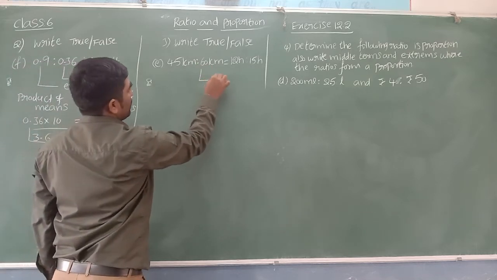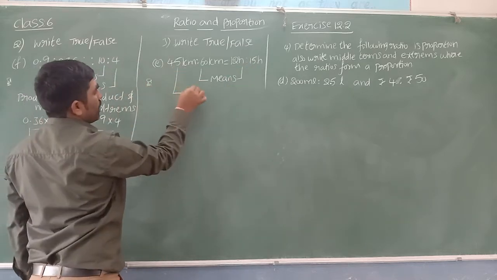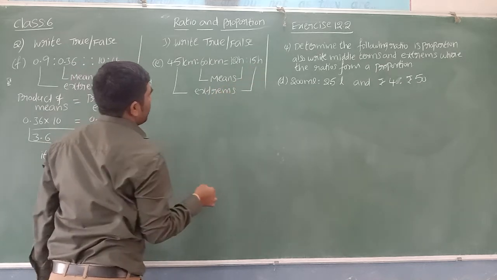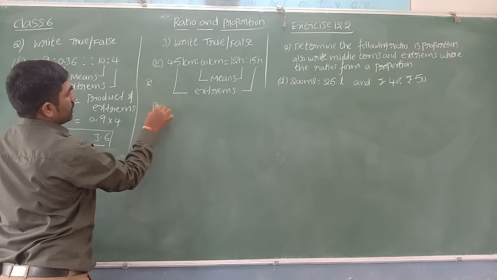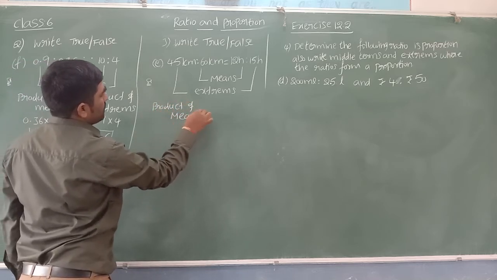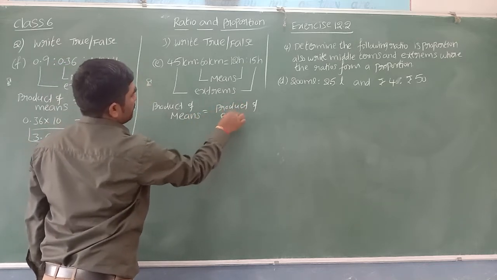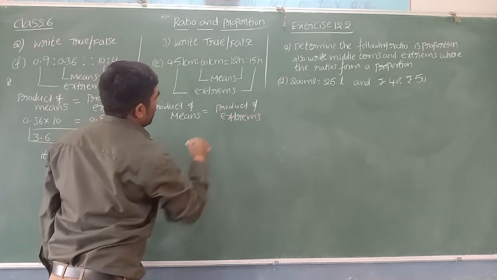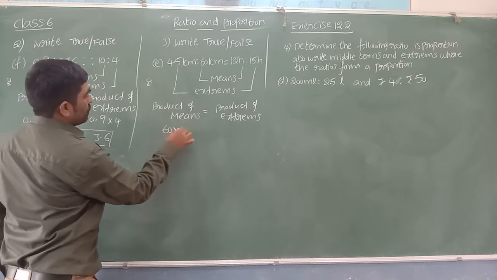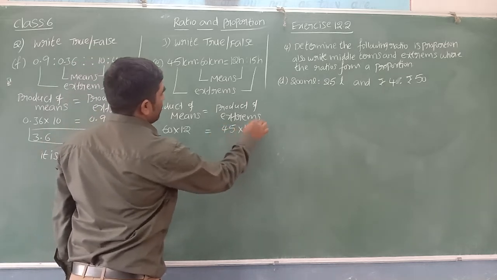These middle two terms are called means, and these corner two terms are called extremes. What do we call them? Extremes. So we have a condition to verify the proportion: product of means is equal to product of extremes. So multiply the means, the middle terms, which is 60 into 12. 60 into 12 is equal to the product of extremes, 45 into 15.